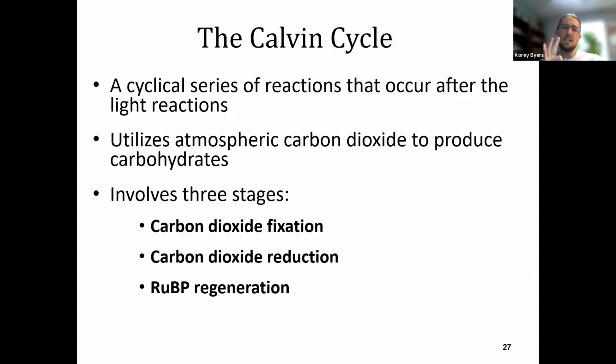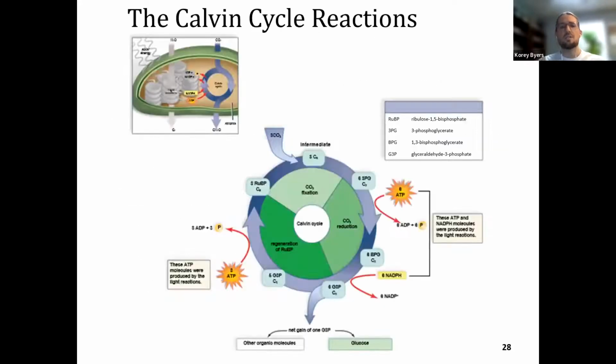And so it involves 3 stages. We have to take the gas and make it not a gas. We have to stick the gas to something. We have to reduce it, which means gaining a lot of electrons. And then because this requires us to use a special compound called RUBP, we have to remake RUBP. And then we're done. That's photosynthesis. So where are we? We're in the stroma, the fluid-filled portion.